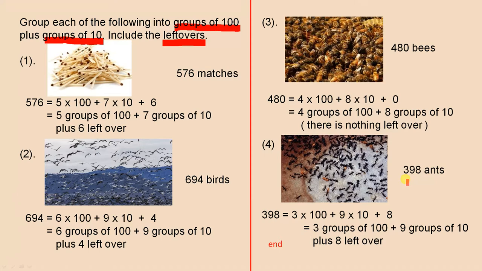398 ants. 398 is 3 times 100 plus 9 times 10 plus 8, which is 3 groups of 100 plus 9 groups of 10 plus 8 left over.